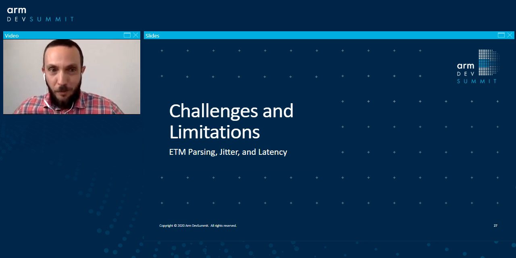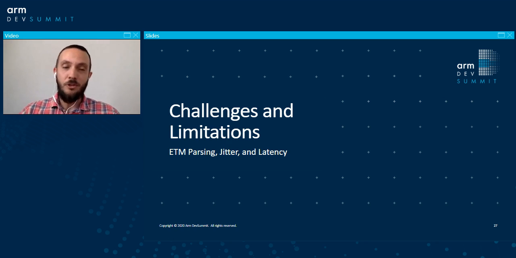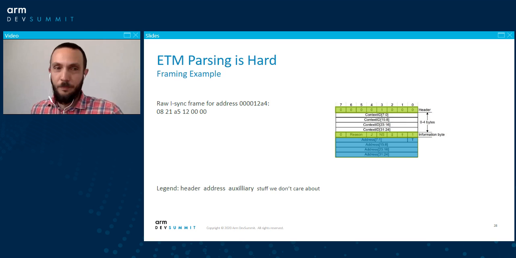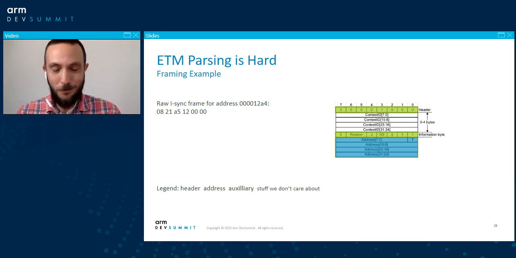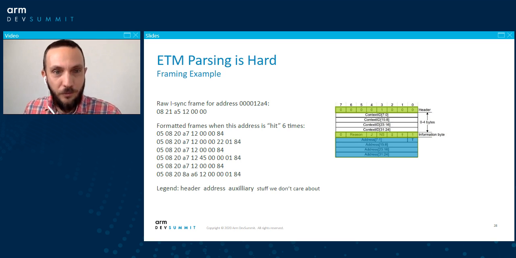So to finish and wrap up this presentation, I thought I should talk a little bit about what the challenges and limitations are in order to do useful things with trace. So the first thing is that ETM parsing is harder than anybody who's used it would probably like it to be. So the exact PC matching packet, the raw frame for that looks like this, and it's really straightforward. It'd be no problem parsing that. There's 2 bytes of header, and then you got your 4-byte address.